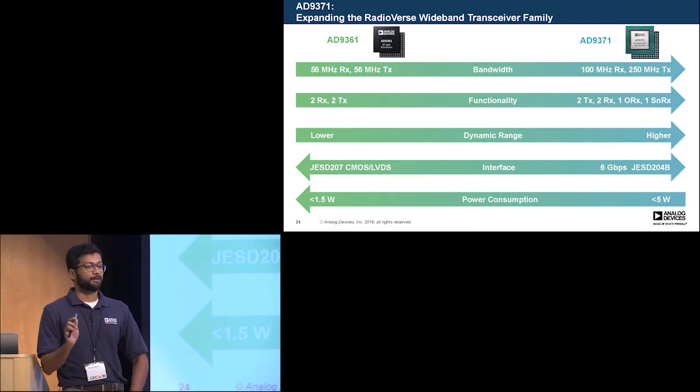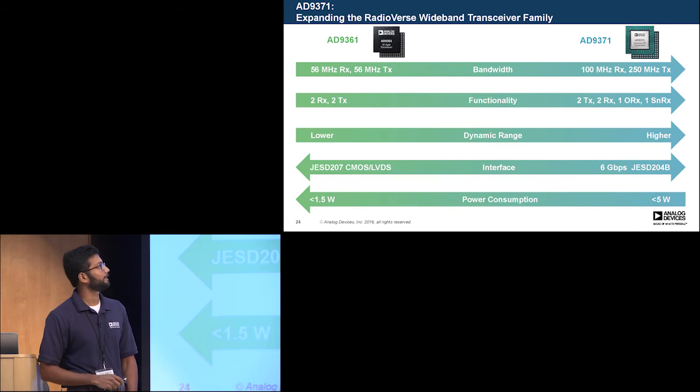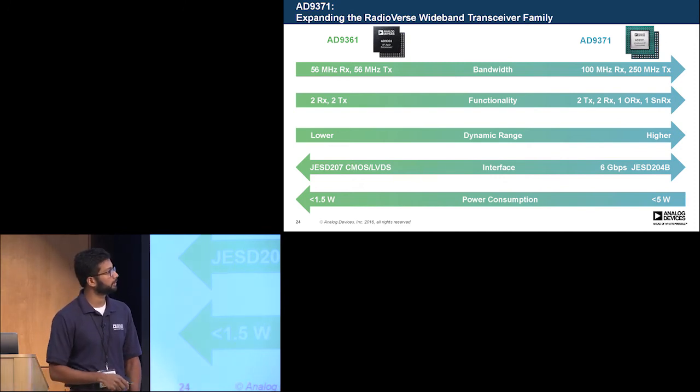A very high-level marketing slide here. Clearly, the difference here is in terms of bandwidth. The added observation path lets you observe the TX, and 1 sniffer receive lets you sniff the spectrum at a completely different LO that is decoupled from your TX or RX LO, and an LNA in front of it. Your dynamic range is higher. You have more bits to work with.